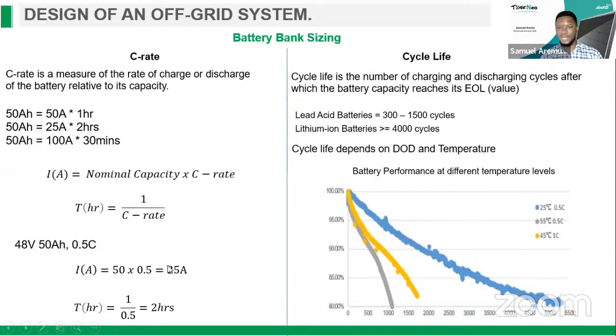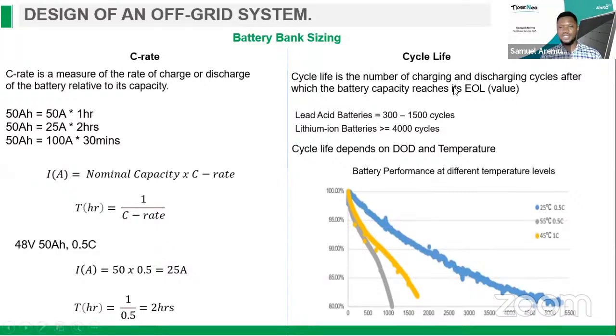That means this battery can supply 25 amps in 2 hours, or can be charged with 25 amps in 2 hours. So when you see 50 amp hour, you can say the battery will supply or charge 50 amps in 1 hour. That might not be correct.